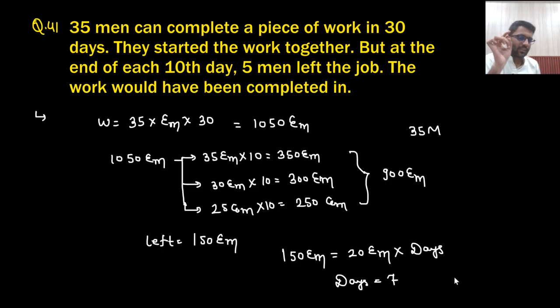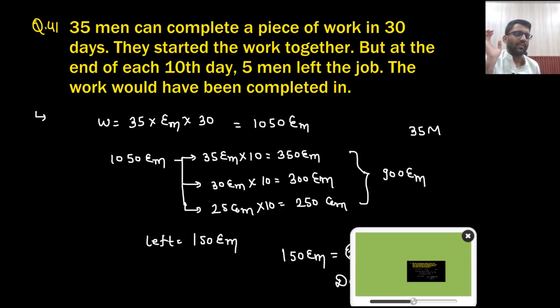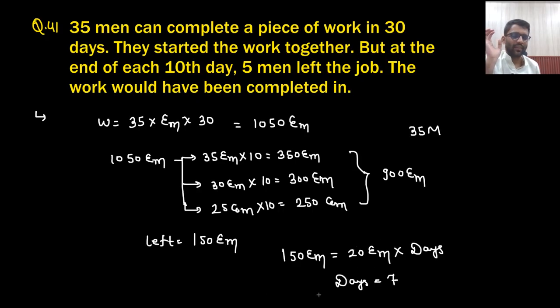If this was more than 10, I would have gone with this approach again. Because after 10 days, people are leaving. For 10 days only, you are getting 20 EM. Did you understand this point? If days I would have got more than 10, then I would have started right from here again. Because I need to see that in 10 days, this much of work is done.